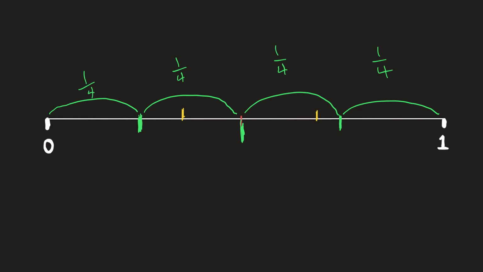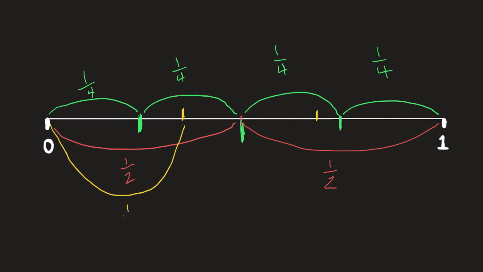Let me go ahead and draw everything now. Like I said, this was 1/2 plus 1/2 makes a whole. And then I also cut it up into thirds. Let me draw it down here. 1/3 plus 1/3 plus 1/3 makes a whole.